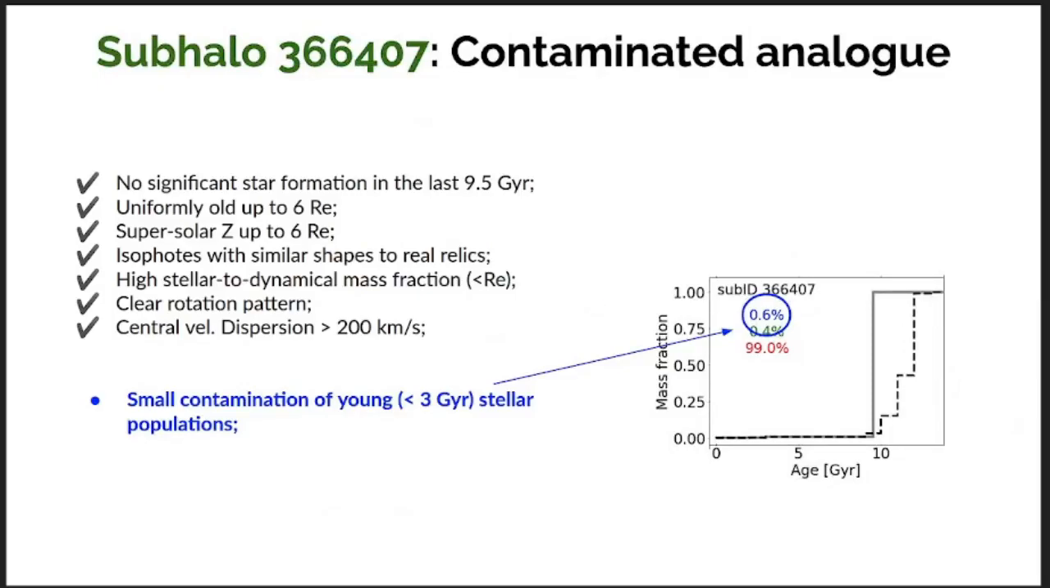There is also another galaxy in the simulation that may be a good analog, but it has a contamination of young stellar populations. As you can see here, it's very small, about 1%, but it's very recent, so it would not fit in a scenario of a relic galaxy almost untouched in its stellar populations. So we call this galaxy a contaminated analog, or not so good relic analog.